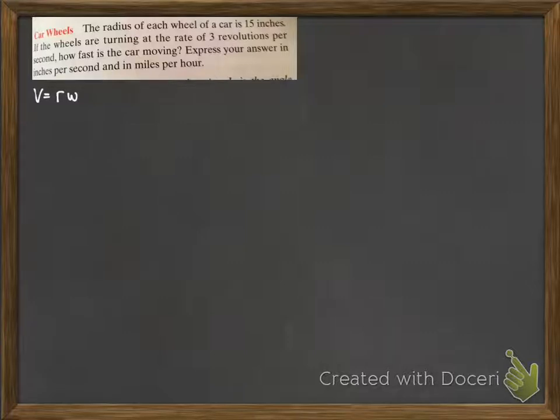So the car wheel is turning at a rate of 3 revolutions per second. But we need to convert that over to radian measure. So we know that each 1 revolution is 2 pi radians. So revolutions go away, and we get that it's going through an angle of 6 pi radians per second.